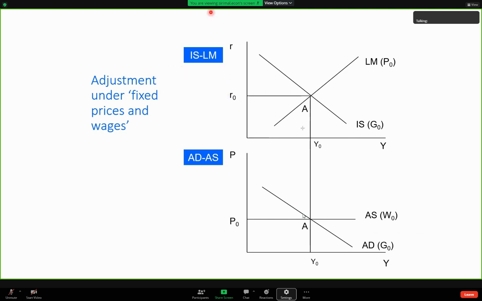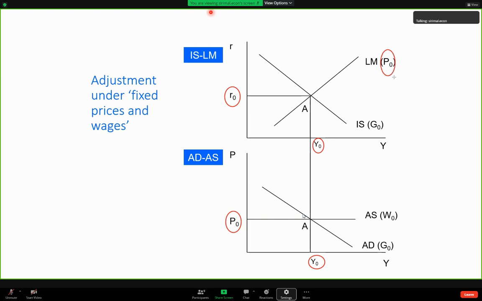Equilibrium output level is Y naught. Same Y naught is here on the second graph. Equilibrium interest rate is R naught. Price level in the economy is P naught. P naught is here too. You remember that part, okay?